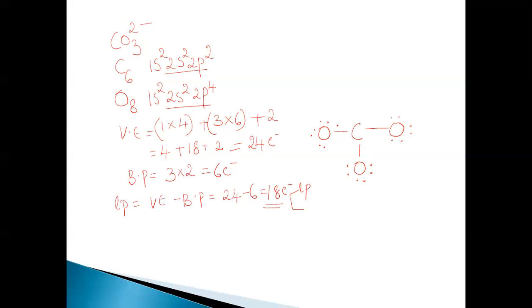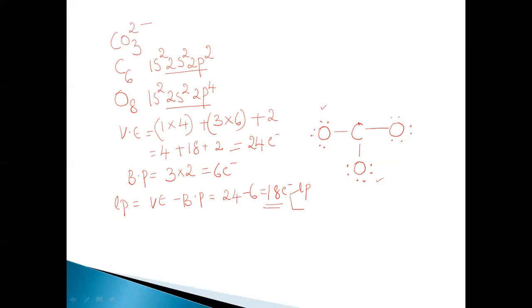Now count the number of electrons in each of these atoms, whether the octet is complete or not. Let's see for this oxygen atom: yes, 1, 2, 3, 4, 5, 6, 7, 8. The octet is complete, and this one also has 8 electrons. Now coming to the central atom, carbon, whether the octet is complete for this? No, because it has only 6. So what do you do in order to complete the octet?